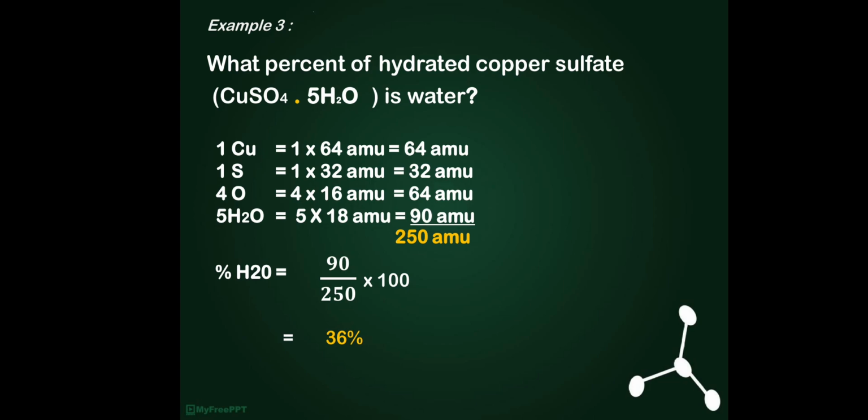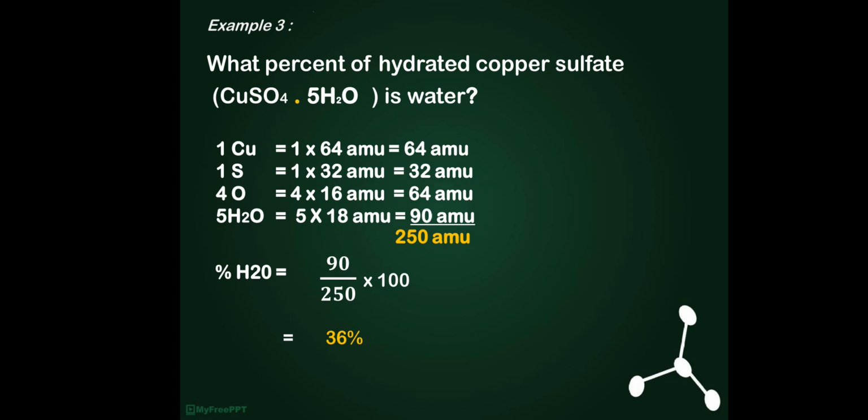Okay? So why is there a 5 here, ma'am? Because there is a number of molecules of a certain compound. It belongs to the compound itself. So there is a 5 here. So 5 times 18 is equal to 90 atomic mass units. So you have to add all of the results, and we have 250 atomic mass units.